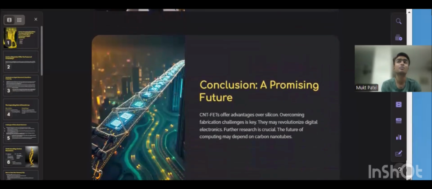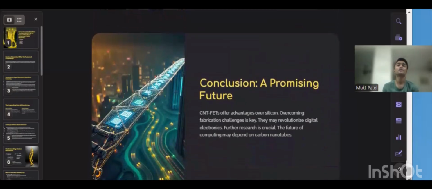The conclusion is a promising future. CNTs offer advantages over silicon. Overcoming fabrication challenges is key. They may revolutionize digital electronics. Further research is crucial. The future of computing may depend on carbon nanotubes.